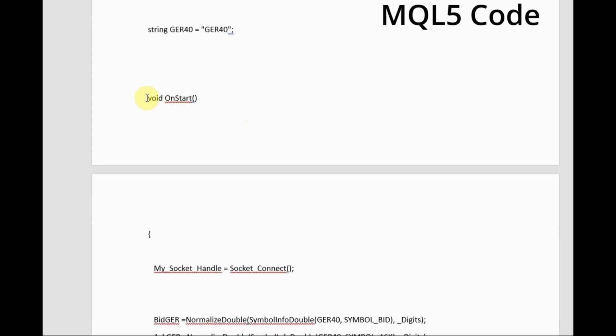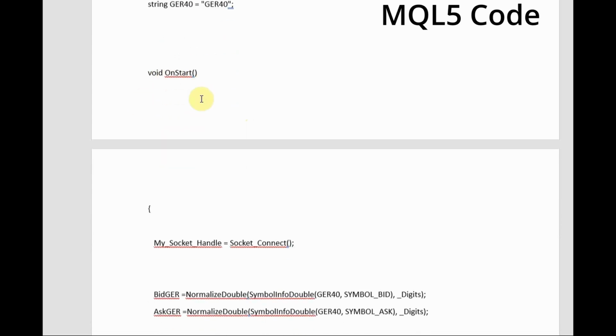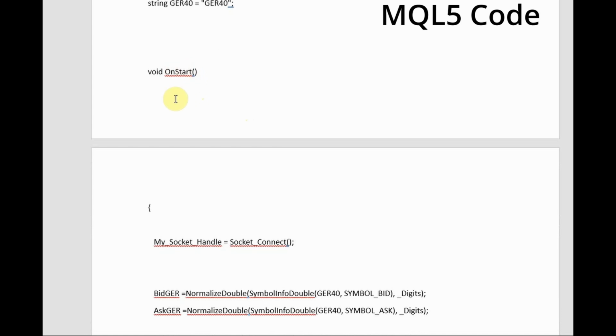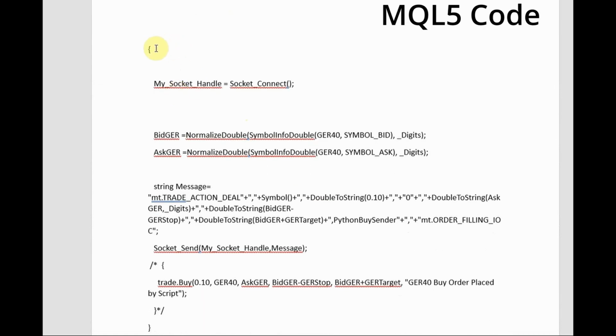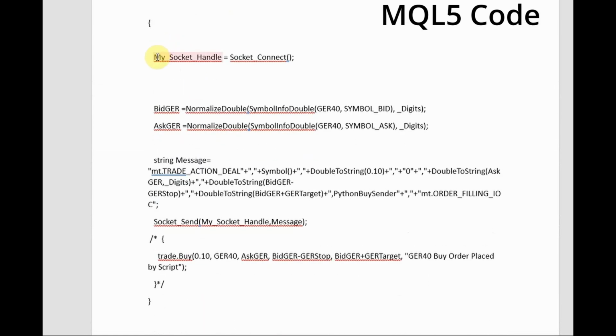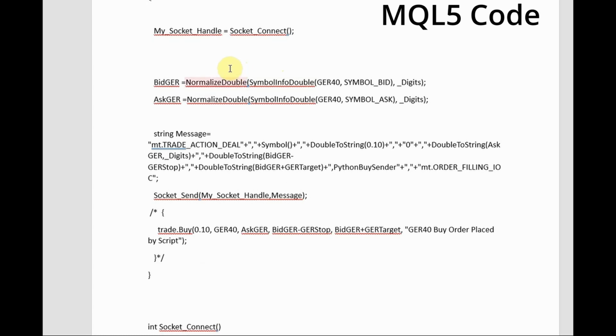Now we go to void OnStart, the brackets, and basically we're getting into the actual program now. We've got the curly bracket, my socket handle equals socket connect. So basically calling that will call the connect function. We're about to connect a socket, which is basically just sending information from one point to another. And you'll see how that works later on.